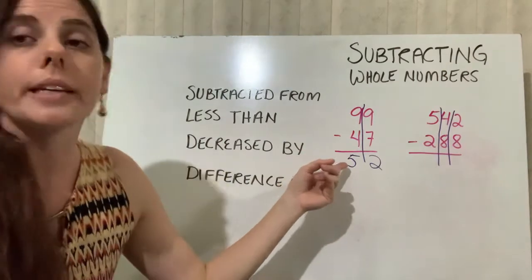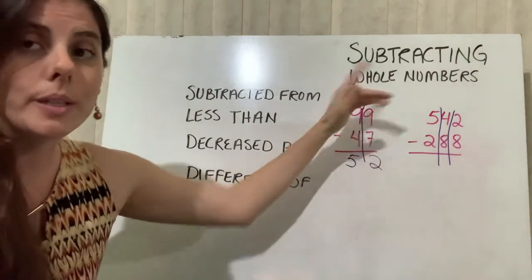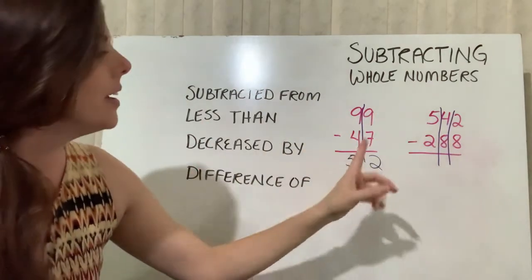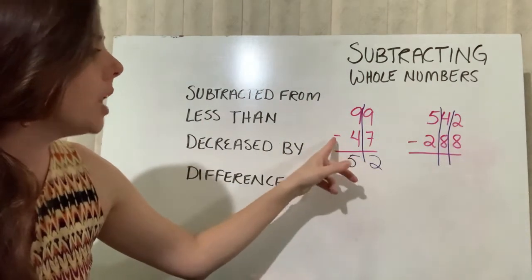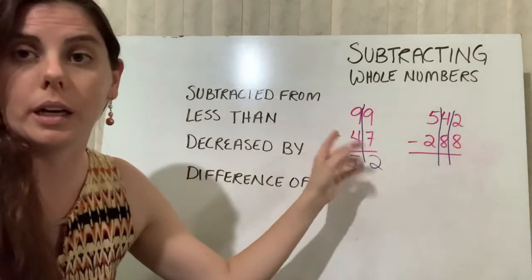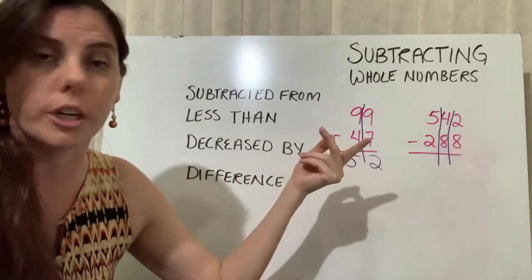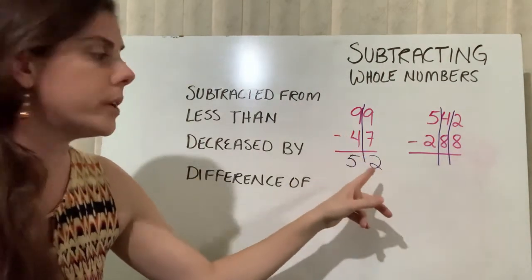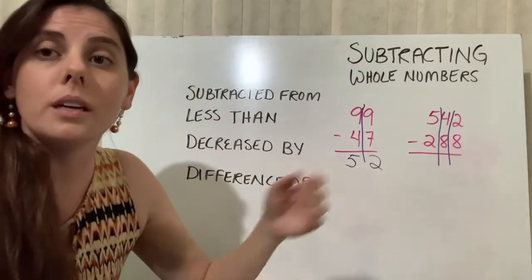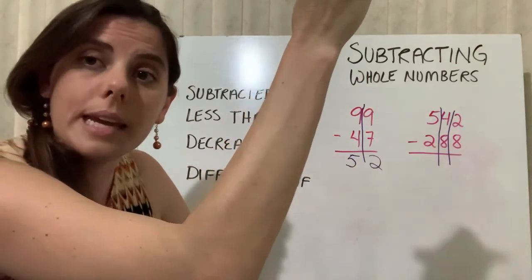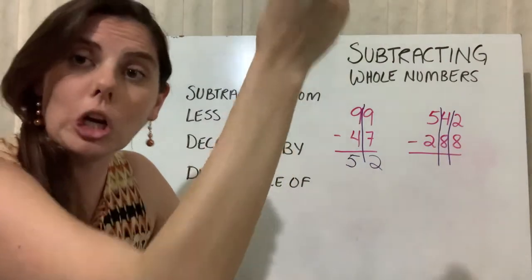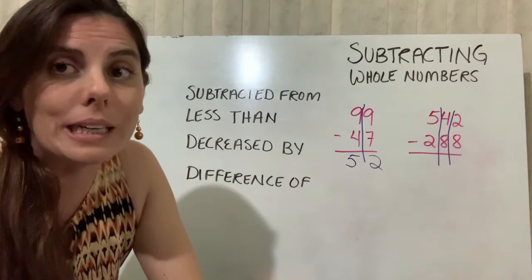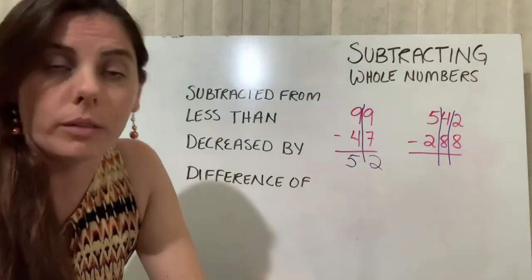A nice thing about subtraction is that we can work backwards and do the opposite operation. The opposite of subtraction is addition, so we could do 52 plus 47 and it should equal 99. That's a way that we can check our work to make sure we got the right answer. So 99 minus 47 is 52. That's really easy, where each digit above is larger than the digit below, and we don't have to do any canceling or borrowing.